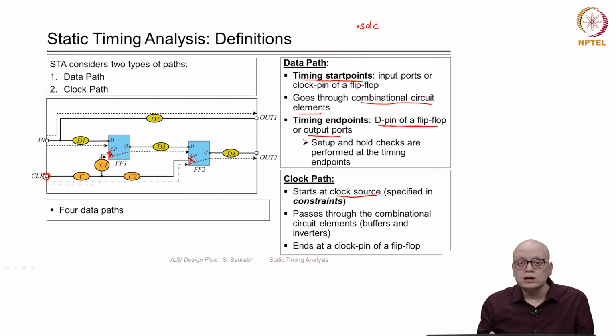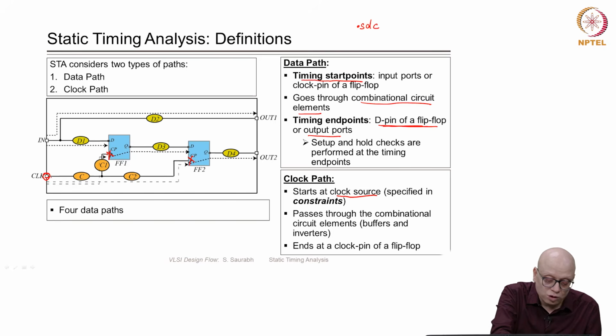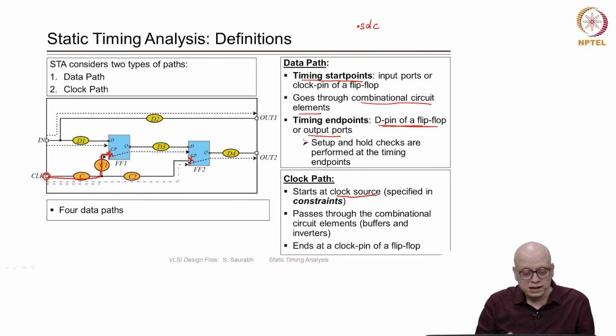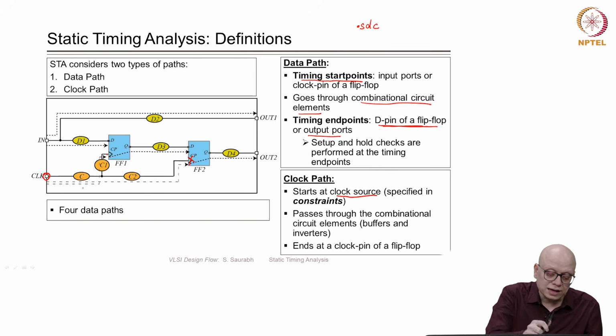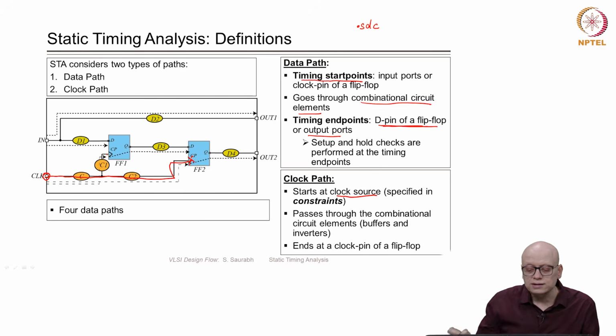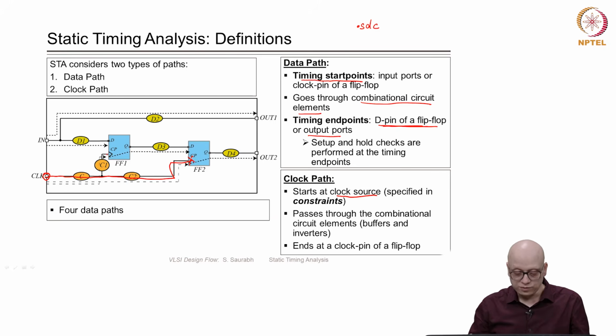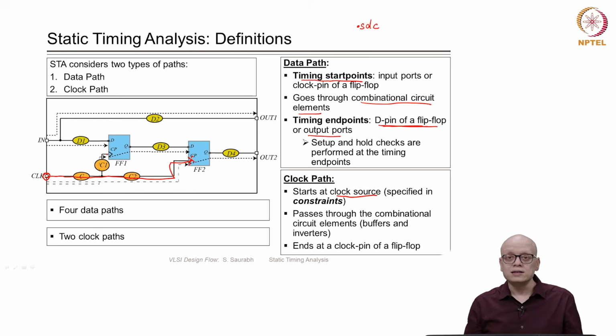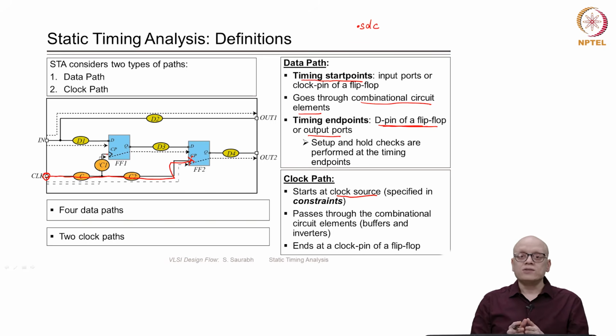So, there are two clock paths that we can identify in this circuit. First is from clock going to C1 and then ending at FF1 CP, and the other path is starting from clock going through C, then C2 and then ending at the CP pin of FF2. So, there are 2 clock paths in our circuit. These are very important definitions from the perspective of STA: what are timing start points and endpoints, and what are clock start points and clock endpoints.